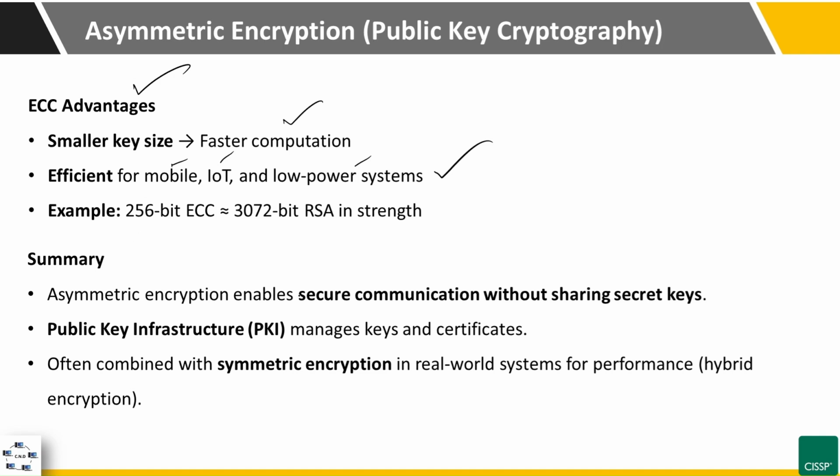So in summary, asymmetric encryption enables secure communication without sharing the secret key. Public key infrastructure manages keys and certificates, and public key encryption is often combined with symmetric encryption in real-world systems for performance. That is hybrid encryption, because public key encryption is used for key exchange, while symmetric encryption is actually used for the actual data encryption.